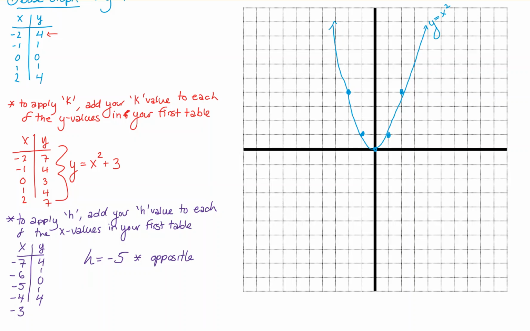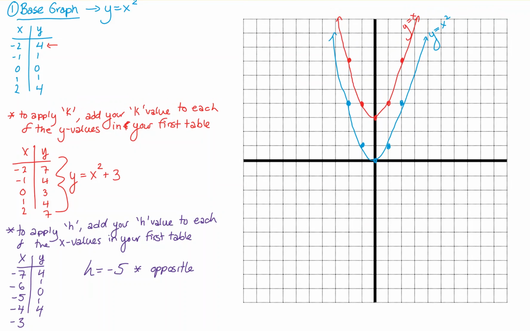Okay. The next one we're looking at is y equals x squared plus 3. Negative 2, 7 is the first point. That's right there. Negative 1, 4. 0 and 3. 1 and 4. And 2 and 7. Okay, there's that. And again, you're going to want to label that if you're not using specific colors.